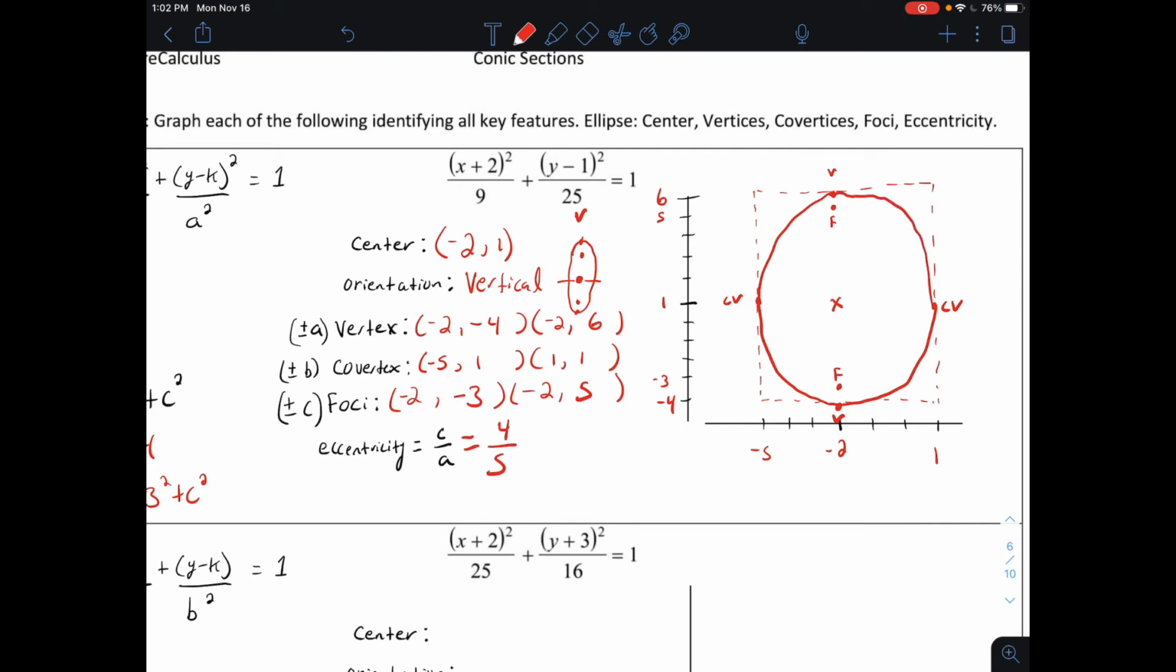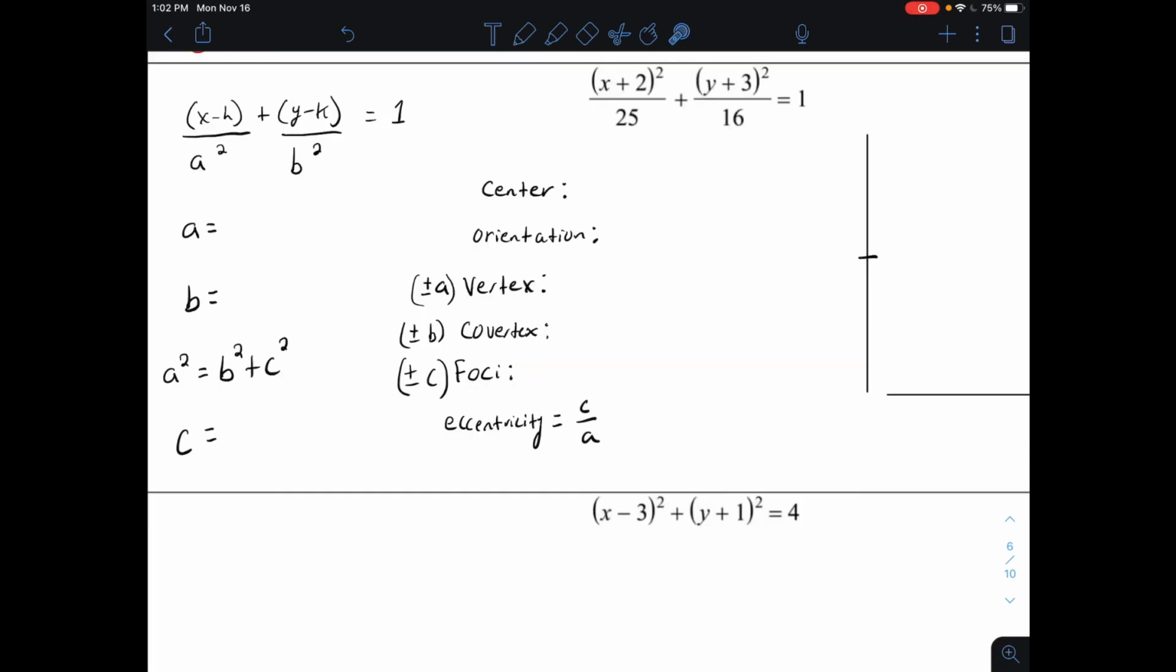And so we get our ellipse there. So the ellipse is going to be inside of our rectangle, tangent to the sides of the box at those 4 points. All right, looking here at this next one.